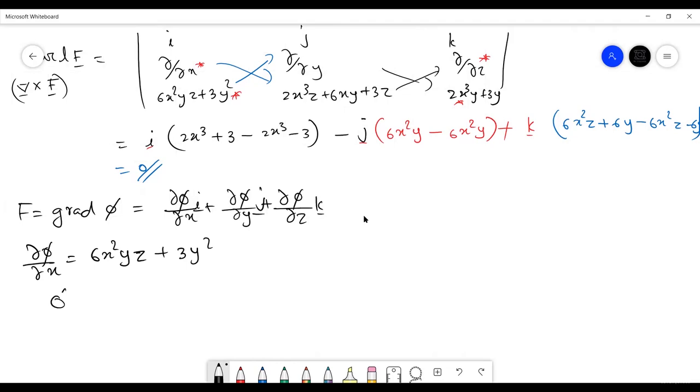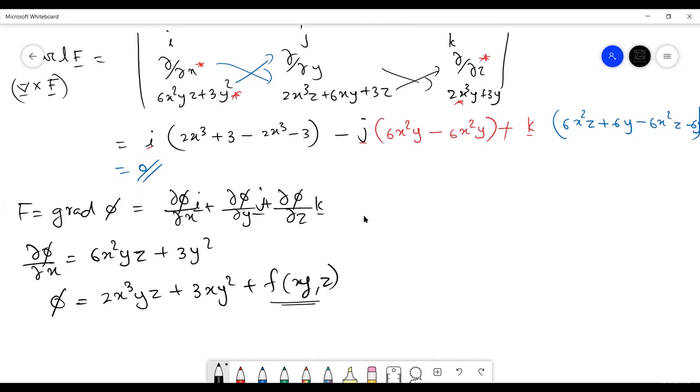So if we integrate by x, we will get phi is equal to, we are integrating, right? So 2 x cube y z plus 3 x y squared plus f of y comma z, right? So we know while partially differentiating with x, y and z are considered constant. So we have to add a constant, right? That constant can be a function of y and z, right? We don't know that for sure. So we can determine this function. But to determine this function, we have to be clear that this can be a function of y and z, right?